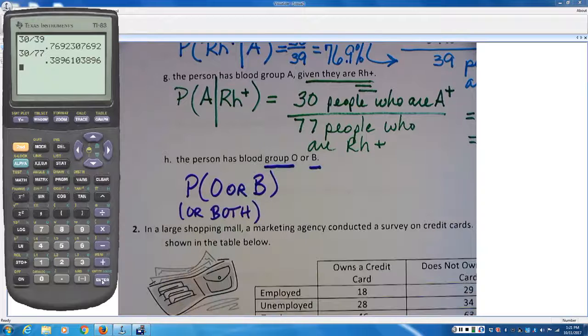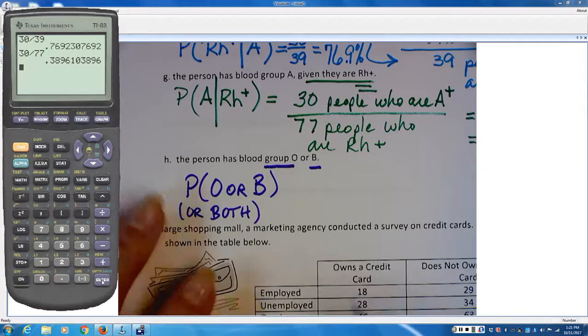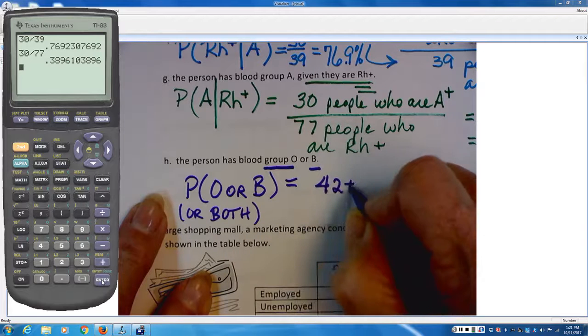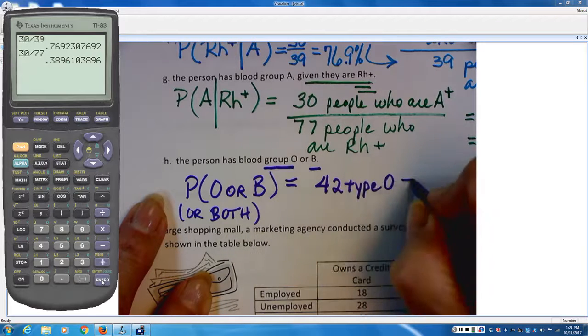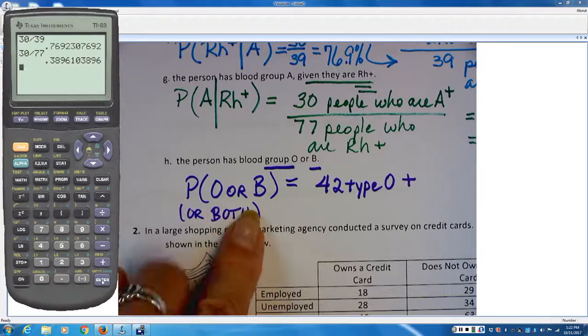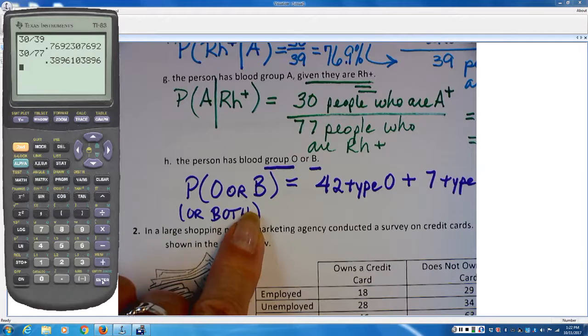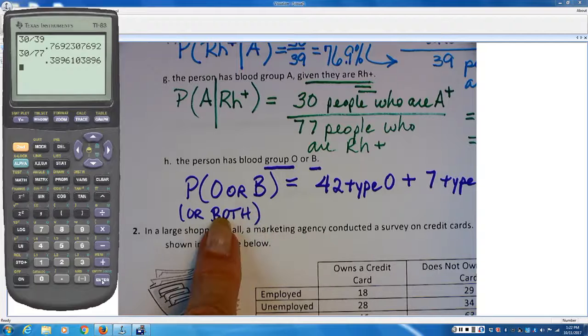How many type O people do we have? Okay. How many people do we have that are type B? 7. Are there any people that have both type O and type B blood? Are there any people that are both?